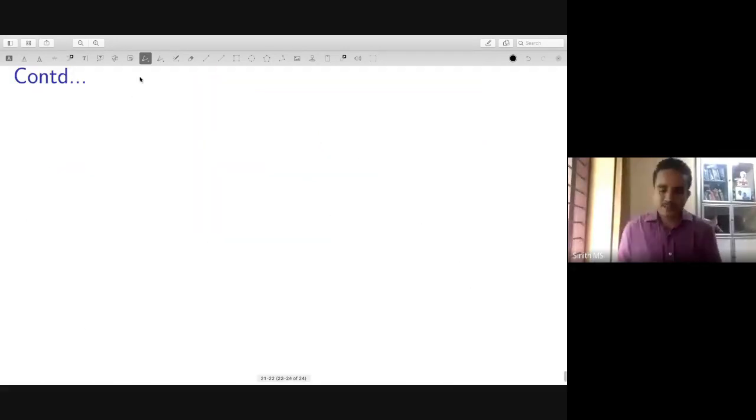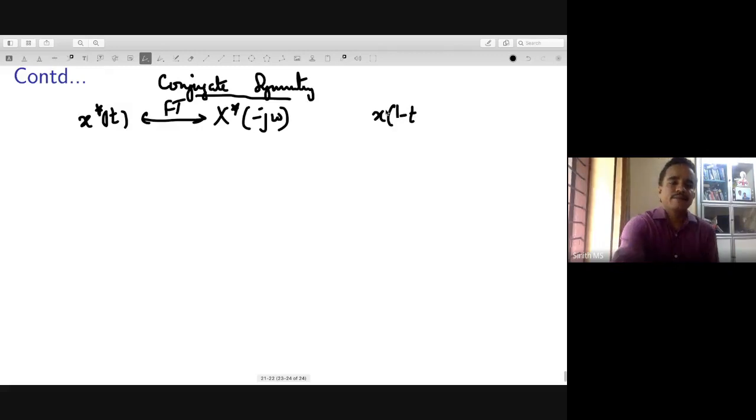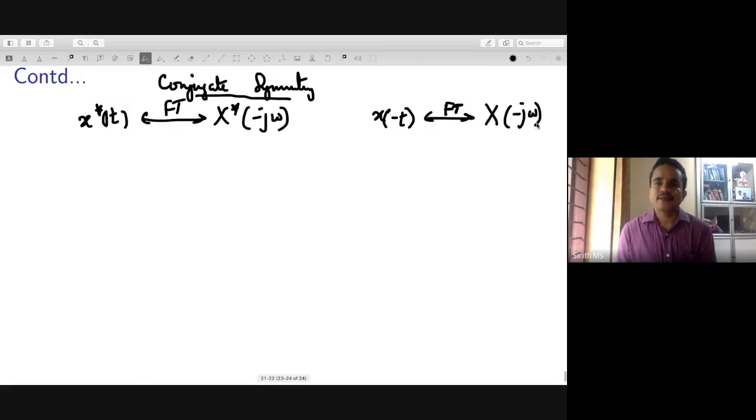Okay. By the way, I'll just show you what happened when we come back to the conjugate symmetry property and see what happens when the signal is real and odd, real and even, etc. We already saw that x star t has a Fourier transform x star minus j omega. We already know that x of minus t has Fourier transform x of minus j omega.